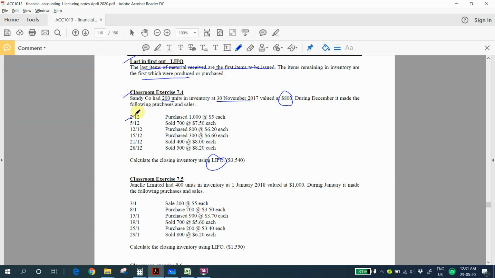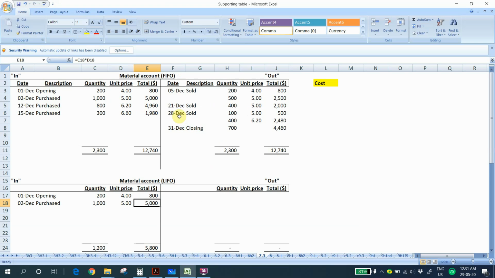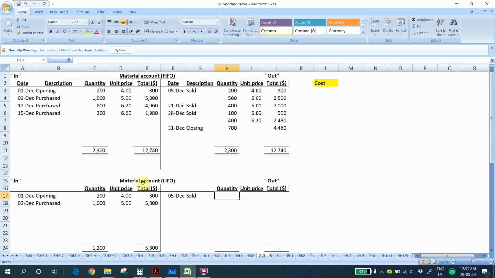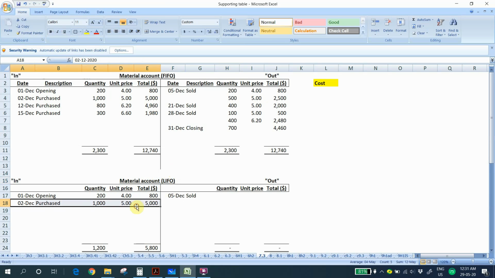Next, on 5th, we sold 700 units at the selling price of $7.50 each. Again, selling price is irrelevant information to us when we prepare the inventory account, so we only look at the 700 units. So on 5th of December, we sold to our customer. The quantity they want is how much? 700 units. So according to the last in first out concept, the last purchase item will be the first item to issue. I repeat, the last purchase item we have to issue first.